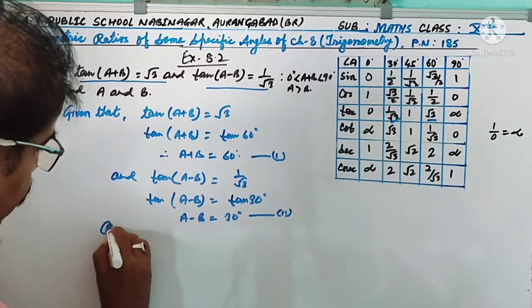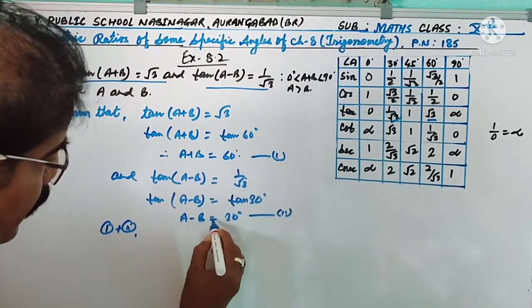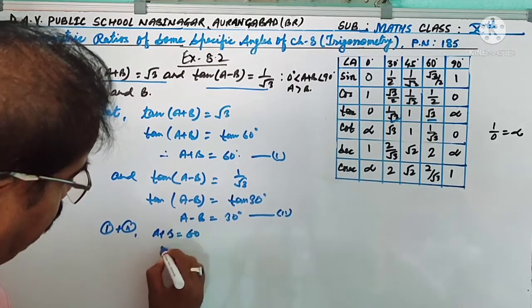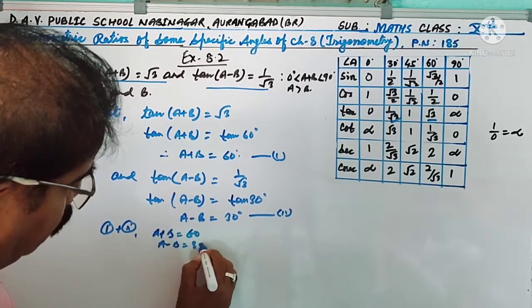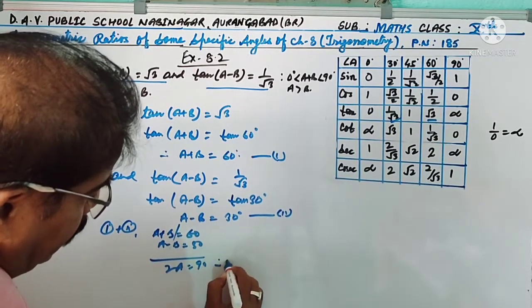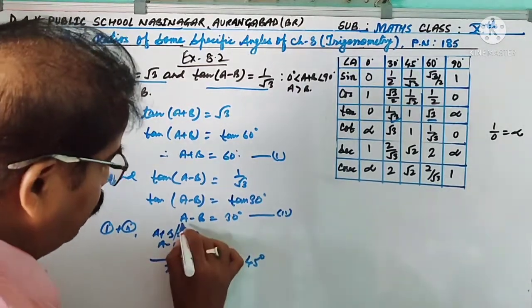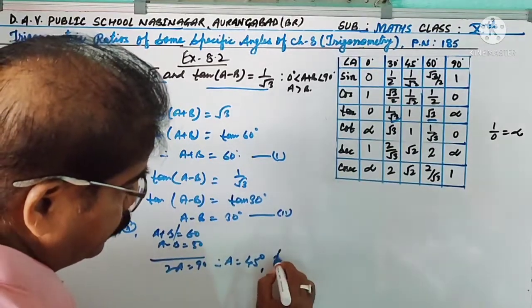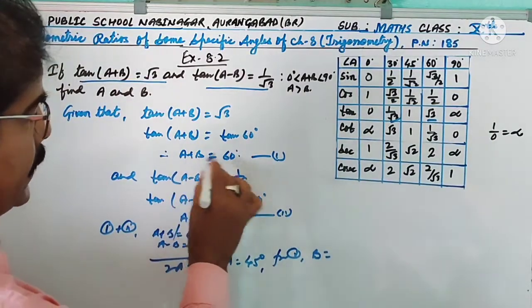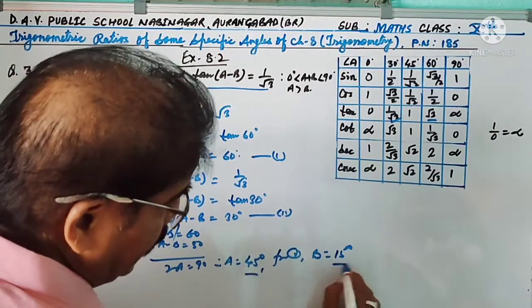Adding first and second, we get A plus B equal to 60 and A minus B equal to 30. B cancels, so 2A equal to 90, so A equal to 45. Since A equal to 45, from the first, B equal to 60 minus 45, that means 15 degree. So A is greater than B.